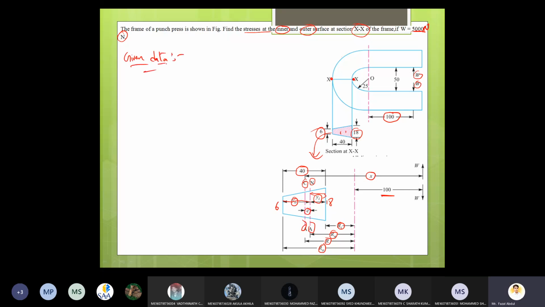After converting this, first write the given data. What is the given data here? The load is 5000 newtons, b_i is 18 mm, the width of the inner surface, and the width of the outer surface is 6 mm. h, the total height of the figure, is 40 mm. And the r_i value, see here, from here to here, how much? 25 mm.